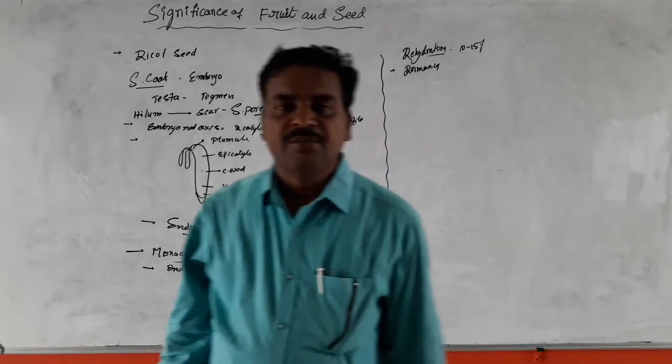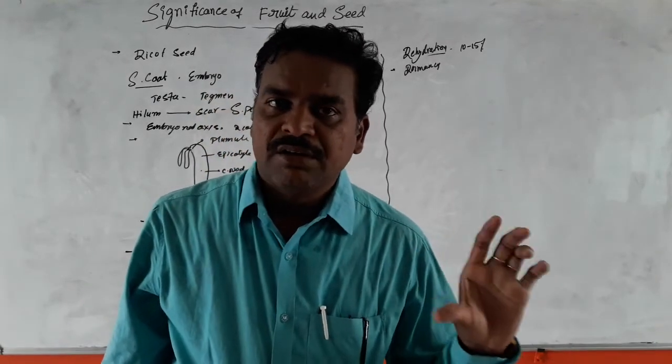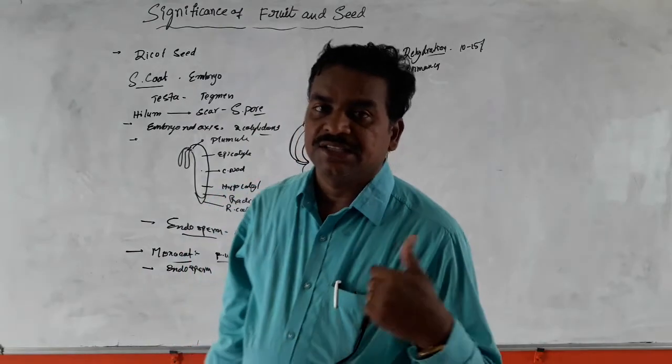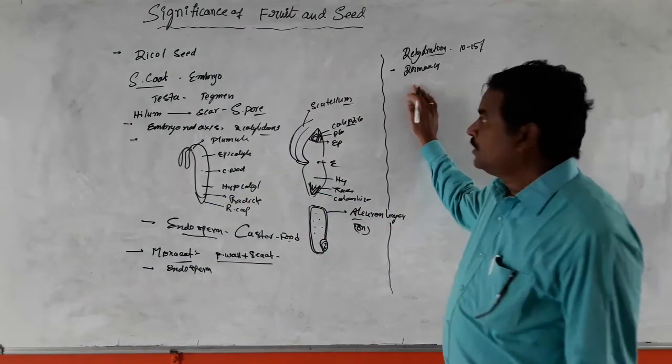Dormancy means the inability of the seeds to grow, even though all suitable conditions are available to the seed. Such an inability, a sleeping state of the seed, is called dormancy.